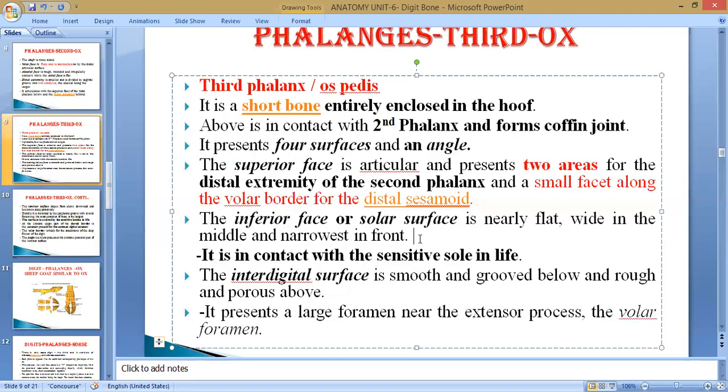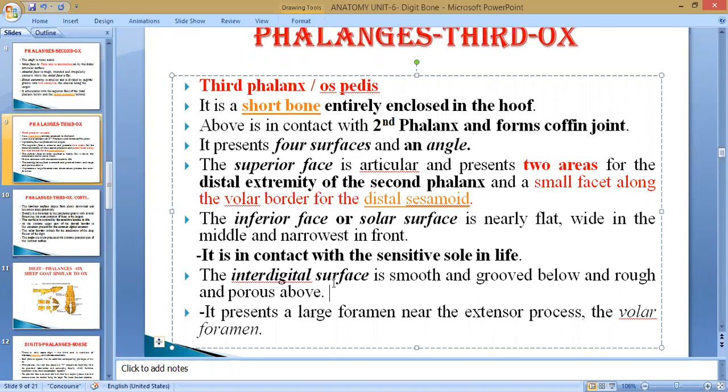That will be the third phalanx, because it comes in contact with the ground. And out of this third phalanx, mostly the solar surface comes in contact with the ground and is for wearing of any injury that will happen during walking, during running or any condition. So this surface contains more sensitive laminae, in the form of sensitive sole of life, which is responsible for the sensation of any happening with this structure.